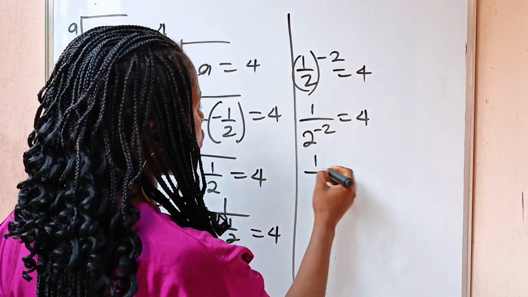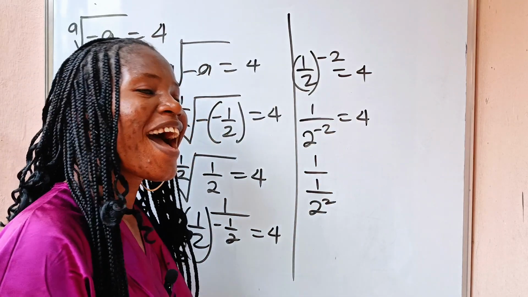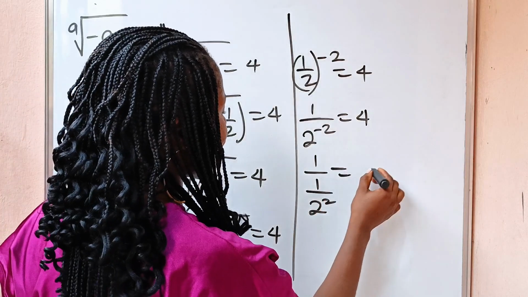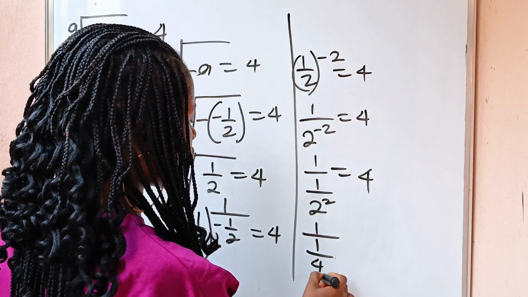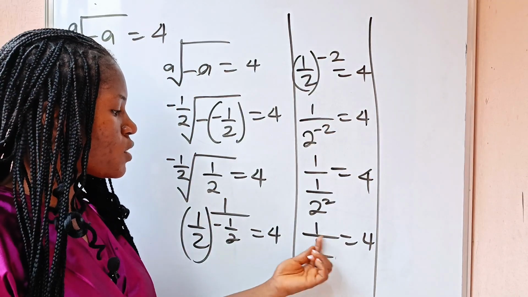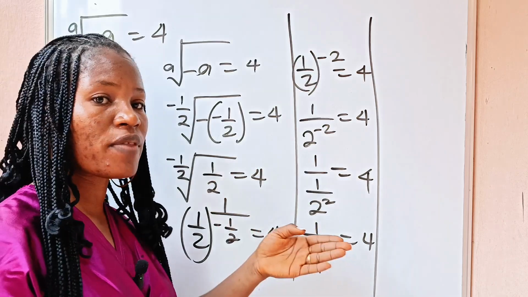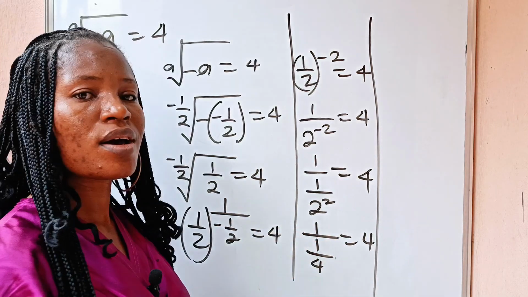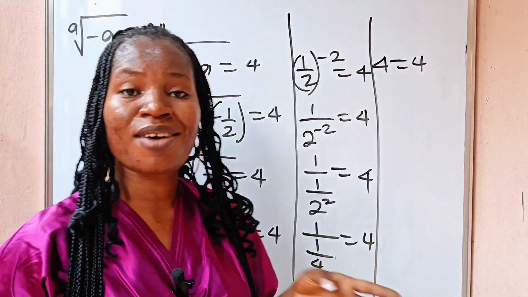Now we have 1 over 2 to the power of minus 2 is 1 over 2 to the power of 2. I hope you are following. Yes, is equal to 4. So we have 1 over 2 to the power of 2, which is 4, is equal to 4. All right. Now, when you have 1 over, to get whatever you have here, you take the inverse. If you want to remove 1 over anything, take the inverse of that thing. Now, the inverse of 1 over 4 is what? 4. So we have that 4 is equal to 4. And that proves that the answer we got is correct.